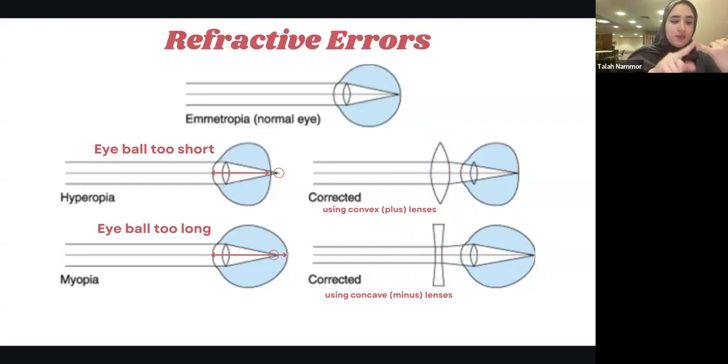Hyperopia or farsightedness is fixed by converging or convex lenses, and usually by prescription it is a plus sign. Myopia is the opposite. Nearsightedness, the eyeball is too long, so we fix it by diverging. We want to diverge them a little bit, and then they will converge at the lens, and this is basically concave or minus.